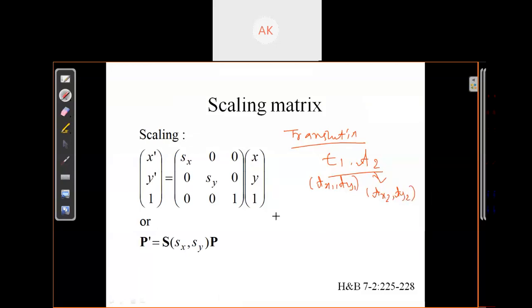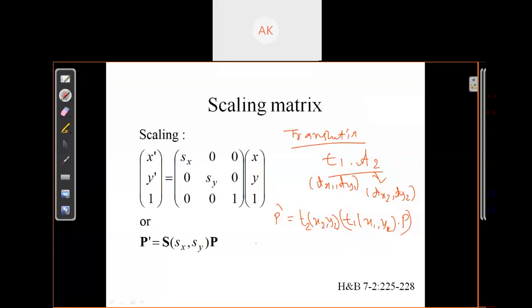You can write the translation parameter. First, calculate the translation parameter T1 for x1, y1, applied to your original object P, and then the second translation with respect to translation parameters Tx2, Ty2.